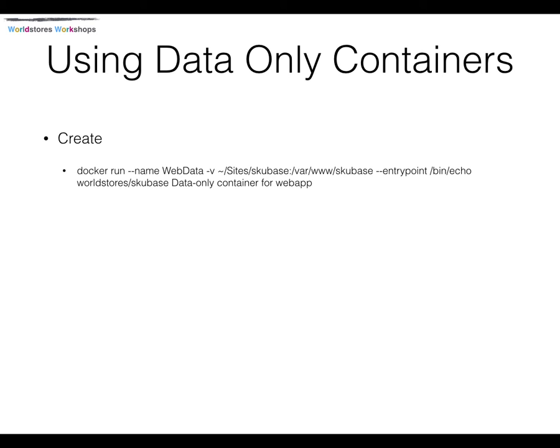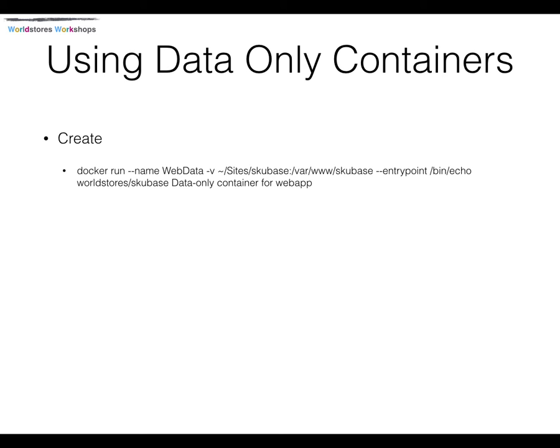What I'm doing here is overriding that by saying I want my entry point just to be an echo, and then this is the command that it runs. So it's going to echo "data-only container for web app". We could use a bare bones image, something like BusyBox, which is a 3 megabyte image, very, very small.